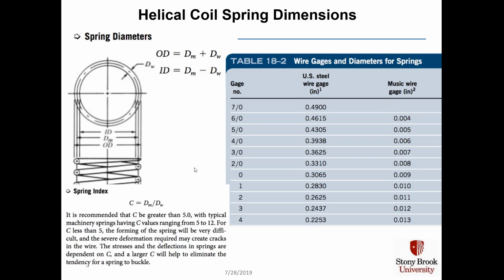It's recommended that C, the spring index, be greater than 5 and less than 12. If you try to make it smaller than 5, you may actually crack the wire that's used to make the spring when you try to coil it. Greater than 12 and you will run the risk of buckling the spring in compression. Table 18-2 gives wire gauges and diameters for different springs. They call these springs by different names and different standards. Two that are shown in this chart are US steel wire gauge and a music wire gauge.